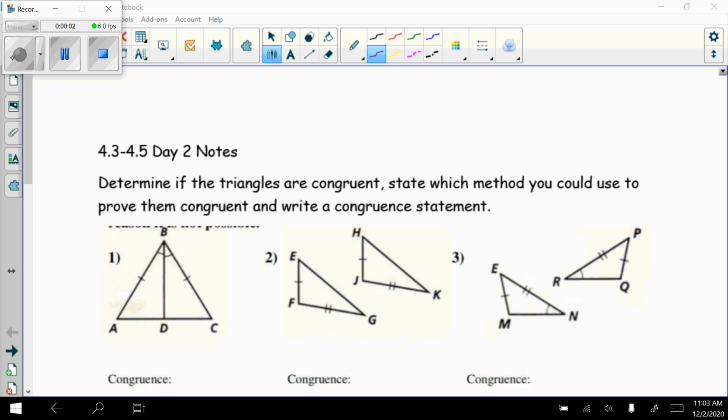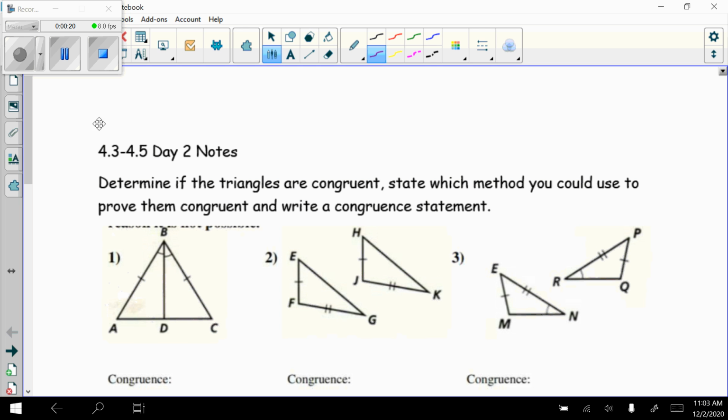All right, so today in geometry, we're spending our second day on 4.3 to 4.5, the triangle congruence properties. So we want to determine if the triangles are congruent, state which method you could use to prove them congruent, and write a congruent statement. So let's just review the ones that we have.